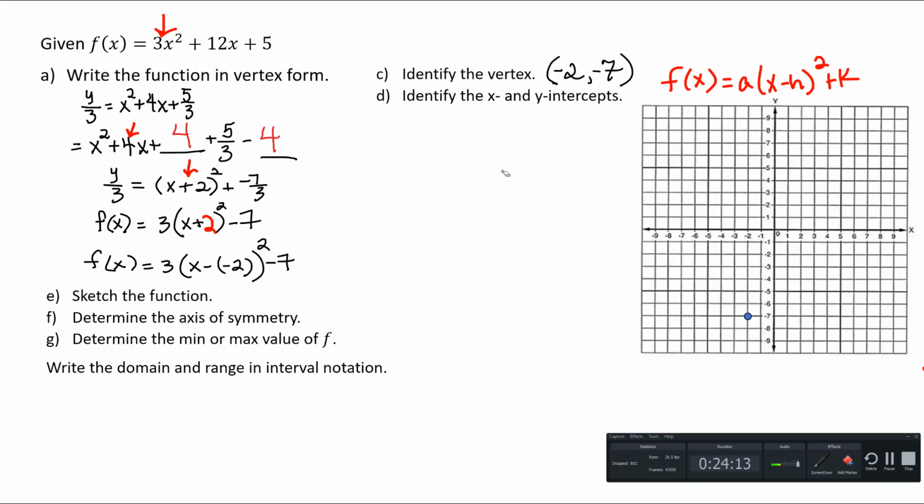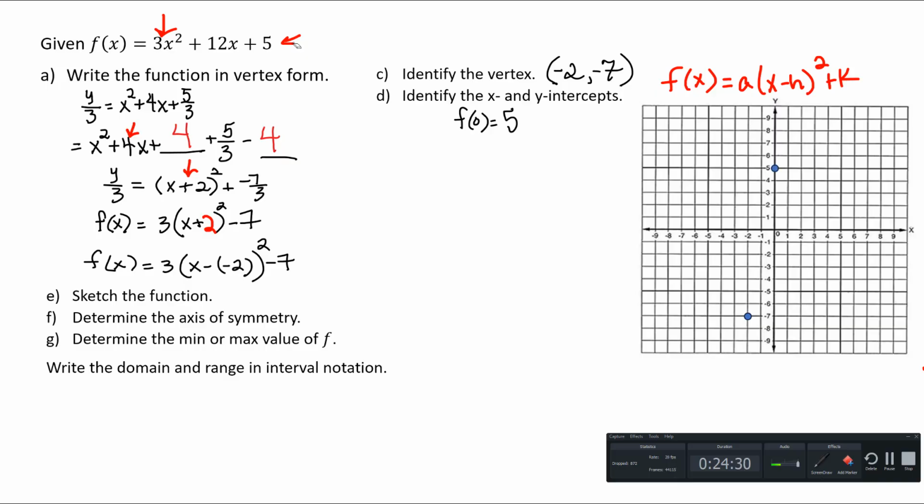And then we want to find the x and y intercepts. The y-intercept happens when x is 0. So if you go back to that original equation, it's a little bit easier. Just plug in 0 for x and you get 5 for y, so that we know this function crosses the y-axis at 5.